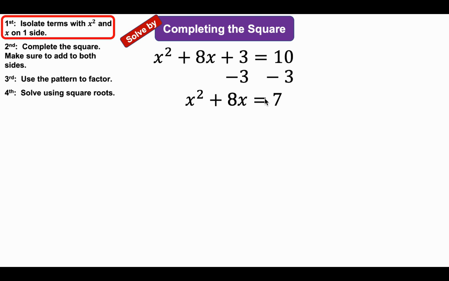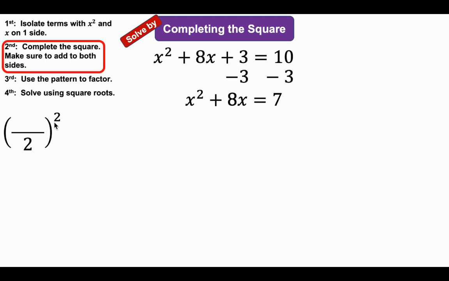If I ignore this equals 7 part and just take a look at this left side, this now looks like the worksheet that we did when we were completing the square as a process. So I do the whole framework of completing the square, dividing by 2 and then squaring it. I take this number in front of the x, which is an 8, divide that 8 by 2 and square it. That's going to tell me what I have to add on to make a perfect square trinomial, so I can use the factoring pattern to factor that thing.